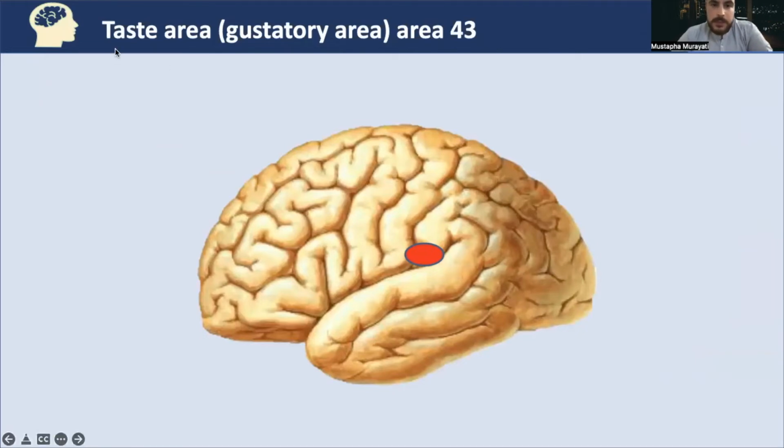Okay, one more area, the gustatory area, or taste area, area 43, sorry. It is in the superior margin of the sylvian fissure, just posterior to the area represented by the tongue in the somatosensory cortex. Over here, this is the central sulcus, this is the postcentral gyrus, and this is the area represented by the pharynx, larynx, tongue, and lips. So just posterior to it lies the taste area.